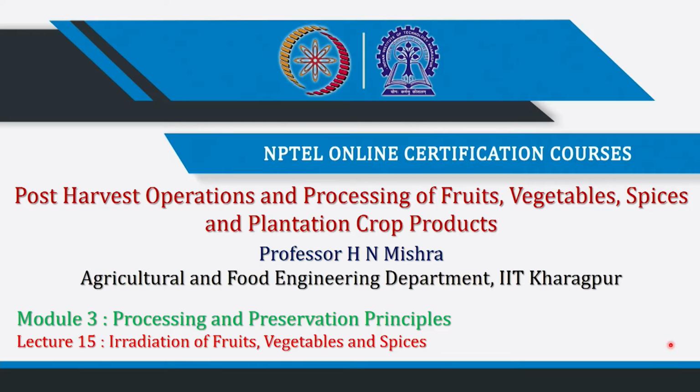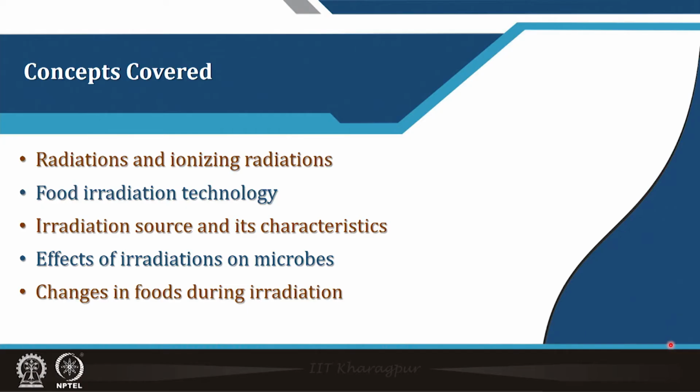Hello everybody, this is lecture 15. In this, we will discuss irradiation of fruits, vegetables and spices. We will study radiations and ionizing radiations, then food irradiation technology, different irradiation sources and their characteristics. Finally, we will see the effects of irradiation on microbes and changes in foods, particularly in fruits, vegetables and spices, during the irradiation process.